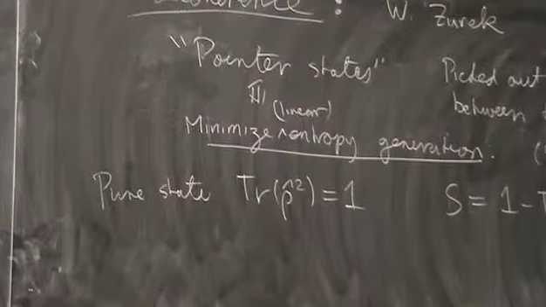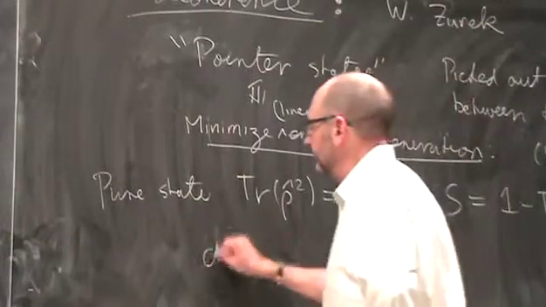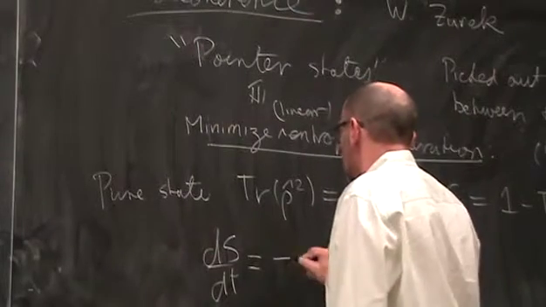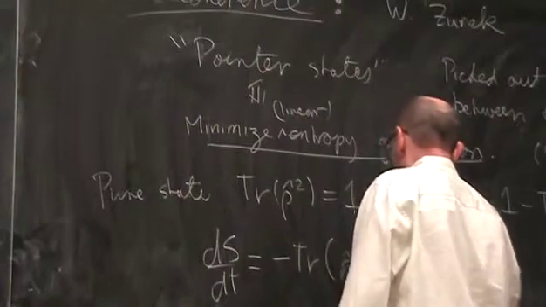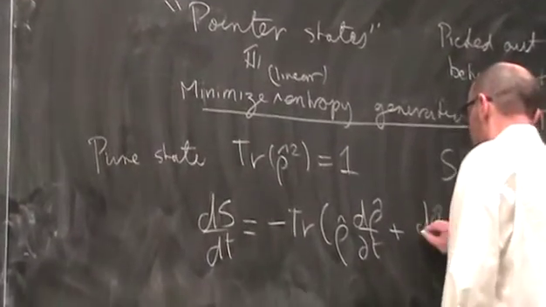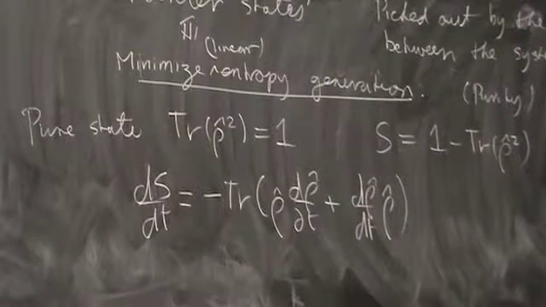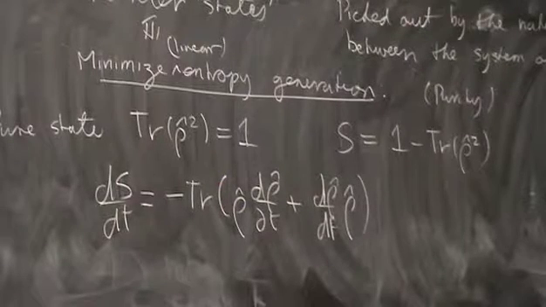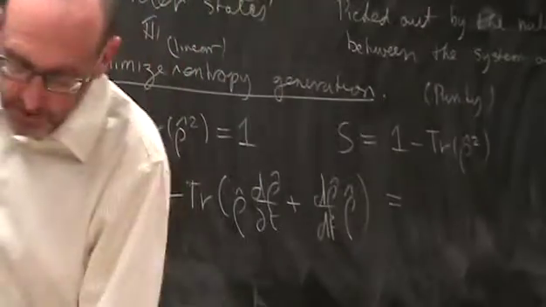Okay, so let's ask the question about how this evolves as a function of time. Well, that's equal to minus the trace of rho d rho dt plus d rho dt rho. So now we can plug in our Lindblad form of the master equation to see how the linear entropy changes. And what we get is the following.